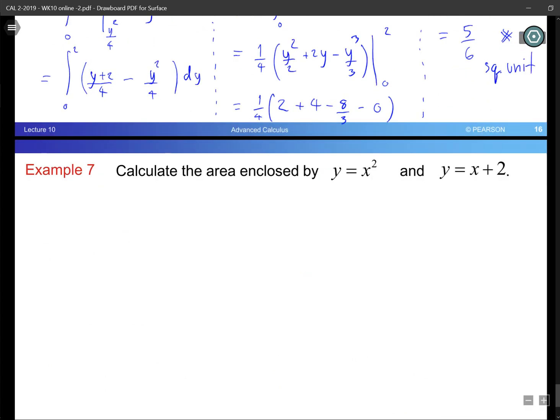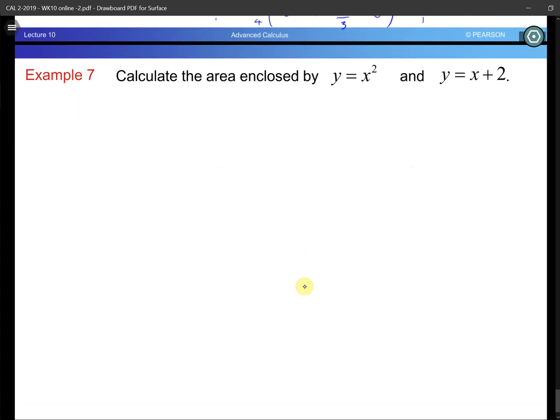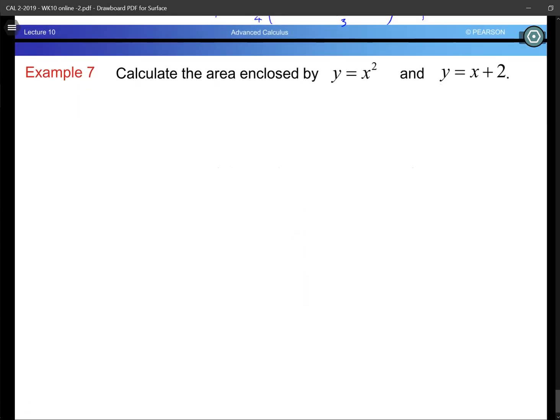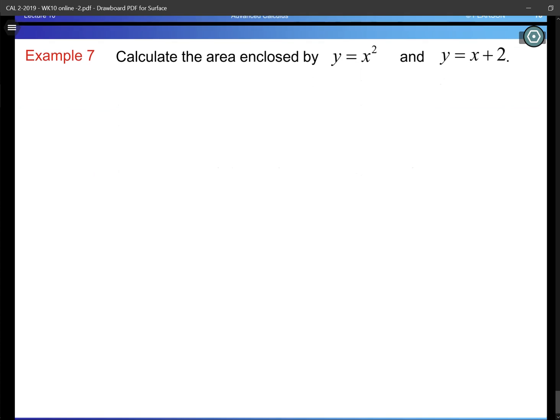Okay, now example 6 is done. Let's move on to example 7. So what is it asking from us this time? In this example, let's take a look here. They want us to calculate the area.